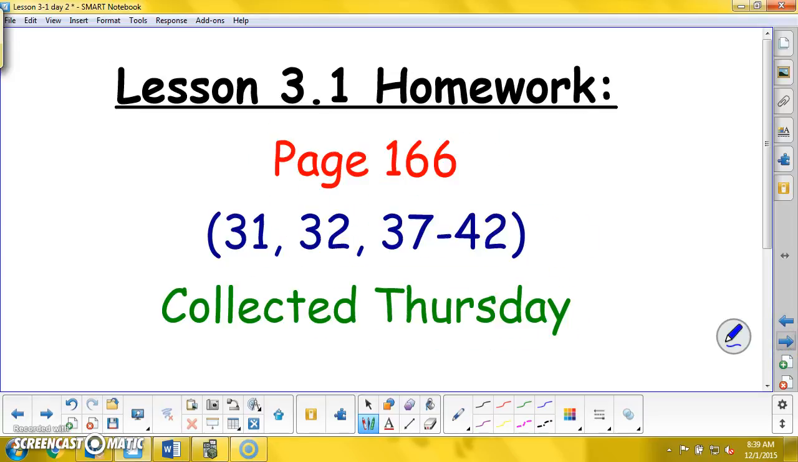Okay, so here is part 2, one more problem, 31, 32, and 37 through 42. This will be collected on Thursday, in addition to the problems I gave you to start, which was 1 through 20.